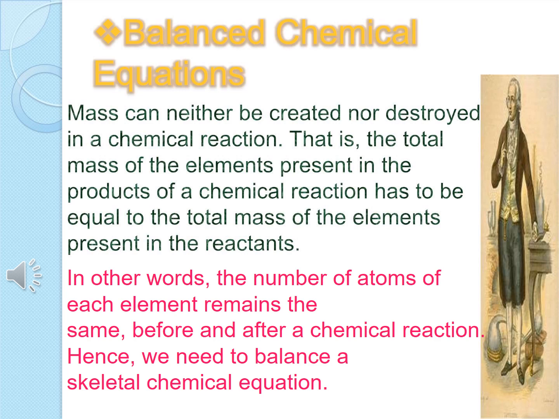Every reaction should be balanced to satisfy the law of conservation of mass. According to this law, mass should be conserved, that is, the number of atoms of each element in the reactants should always be equal to that in the products. In other words, the number of atoms of each element remains the same before and after a chemical reaction. Hence, we need to balance a chemical reaction.